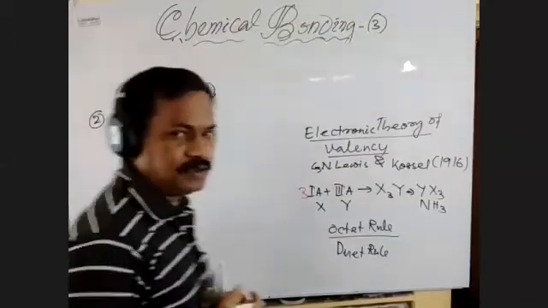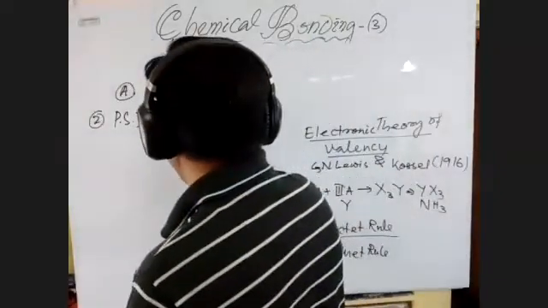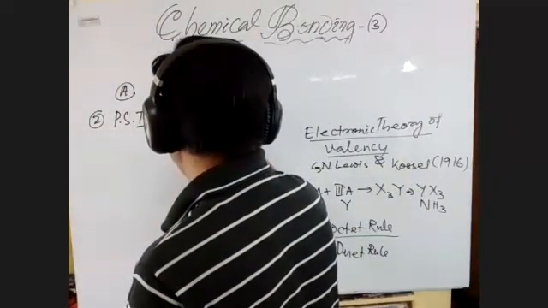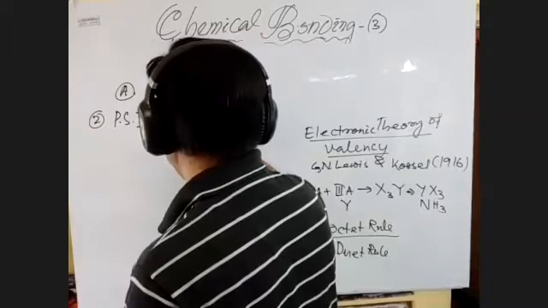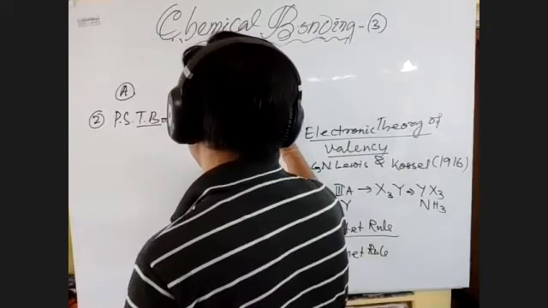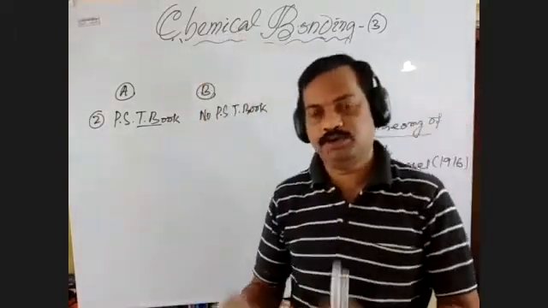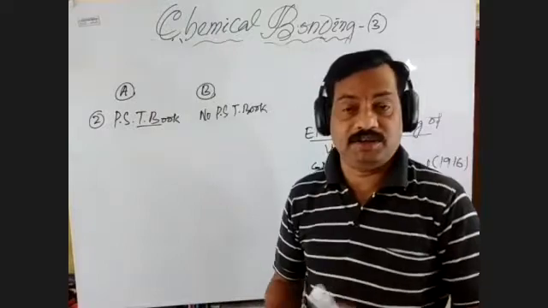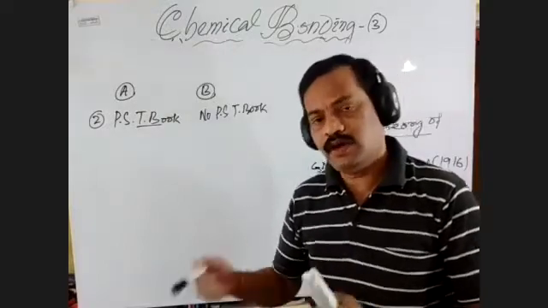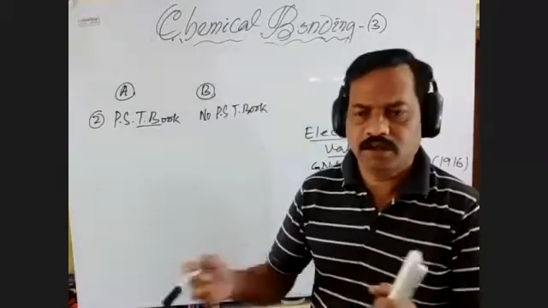A has two physical science textbooks, whereas B has no physical science textbook. But both want to read the topic because the examination is coming. So how will they read? What will they do? What are the options?